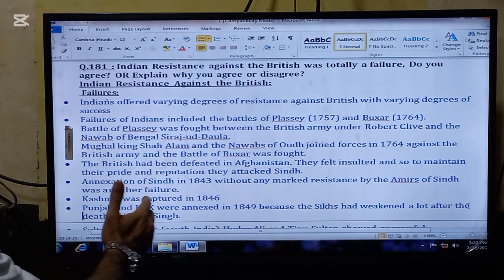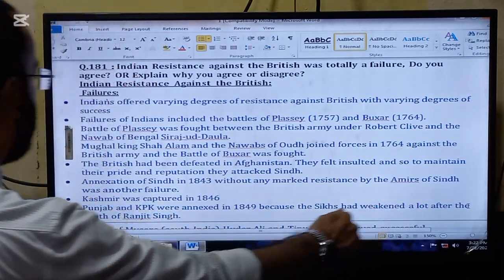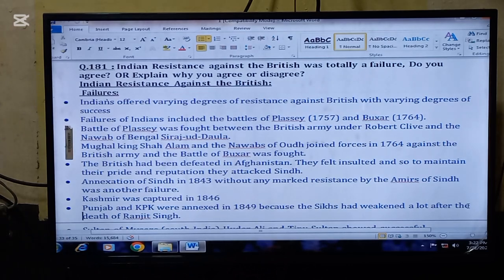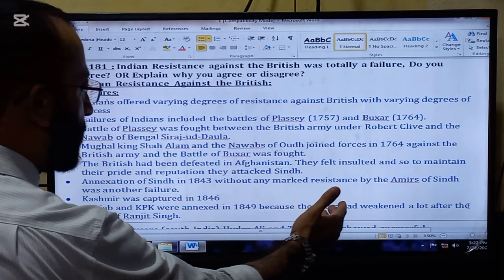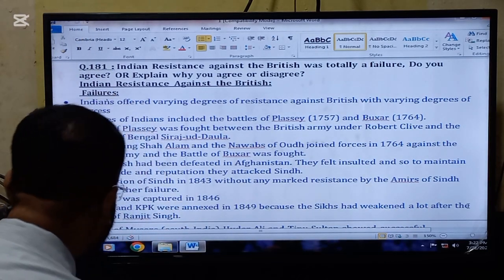The British had been defeated in Afghanistan. They felt insulted and so, to maintain their pride and reputation, they attacked Sindh. The annexation of Sindh in 1843, without any marked resistance by the emirs of Sindh, was another failure.